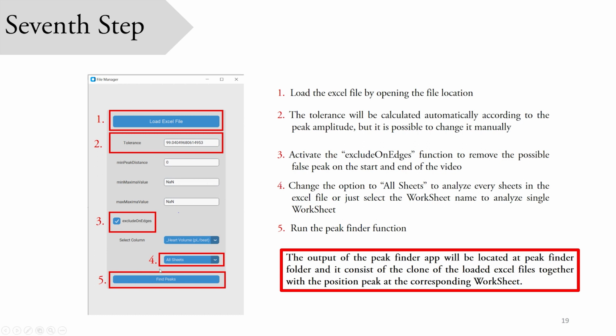Then we apply every setting to all sheets, or actually we can select just one sheet, but since in this case we want to do the batch calculation, we apply everything to all sheets. After changing and loading the file, just click find the peaks, and the PickFinder will run the program and find the peaks based on the loaded Excel files.